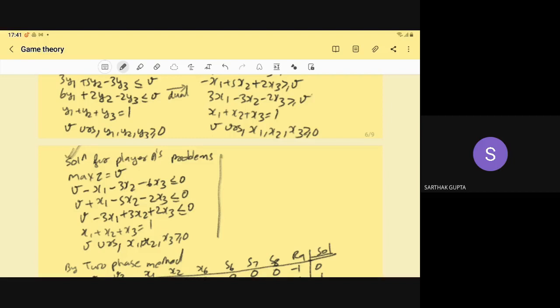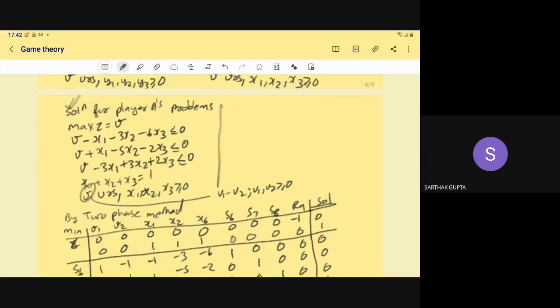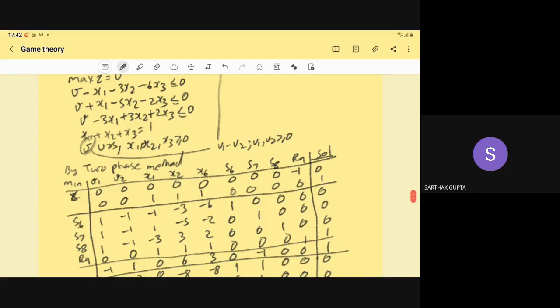Out of the 4 variables, one is URS. When V is URS, you know that we tackle this as V1 minus V2, right? We can write the URS variable as V1 minus V2 such that V1 and V2 are non-negative. I am not going to explain the simplex method; you have enough idea about the simplex method.